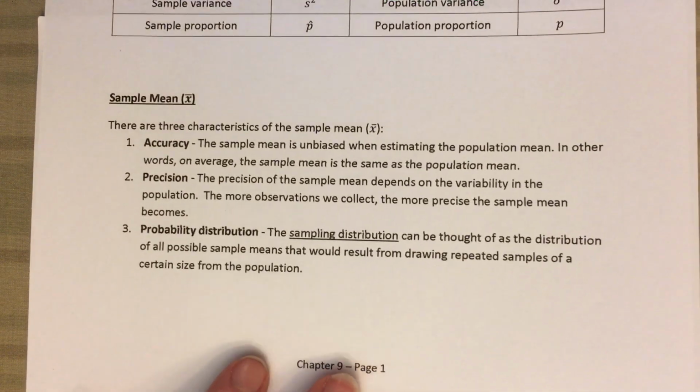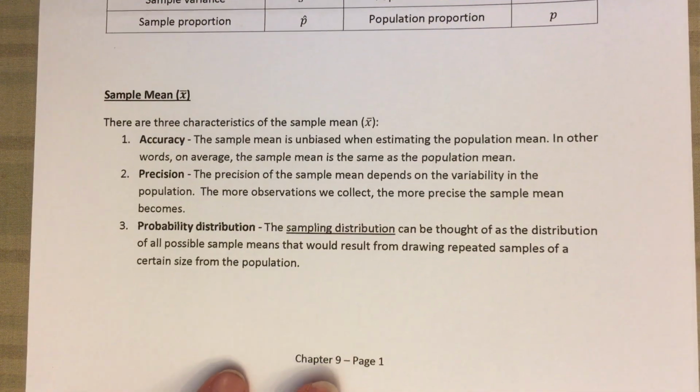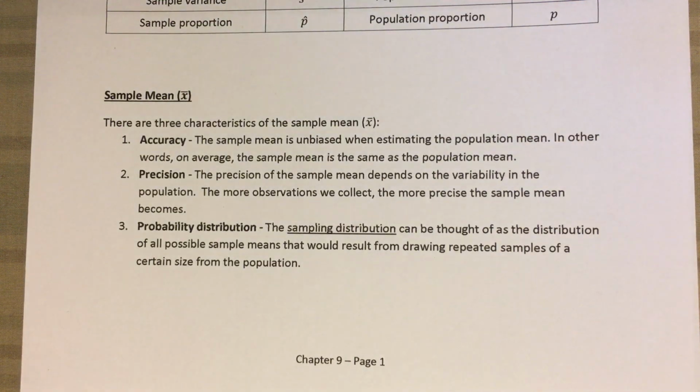So let's look a little bit closer at our sample mean. There are three characteristics: accuracy and precision, which we've talked about in previous chapters, and our probability distributions, our sampling distribution. There's not really anything new here. Accuracy: the sample mean is unbiased. Precision: the more observations we collect, the larger our sample size, the more precise our mean. And our sampling distribution shapes are similar to the shapes we've been seeing all the way back to Chapter 2.